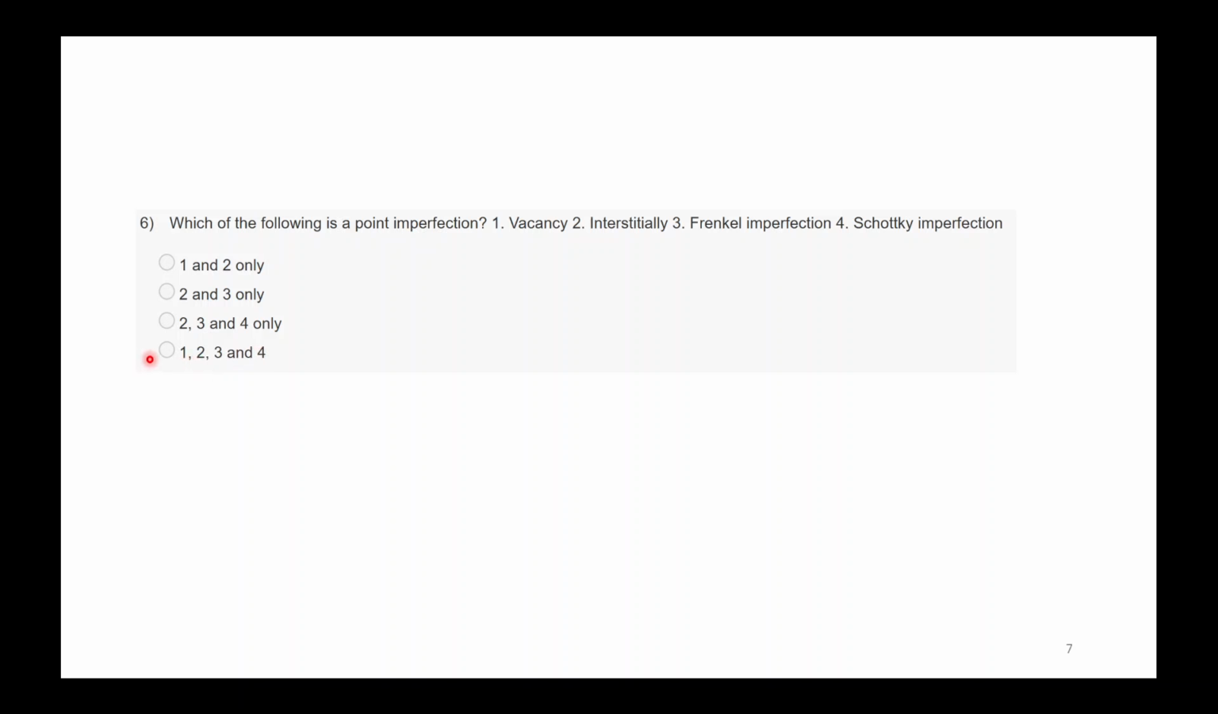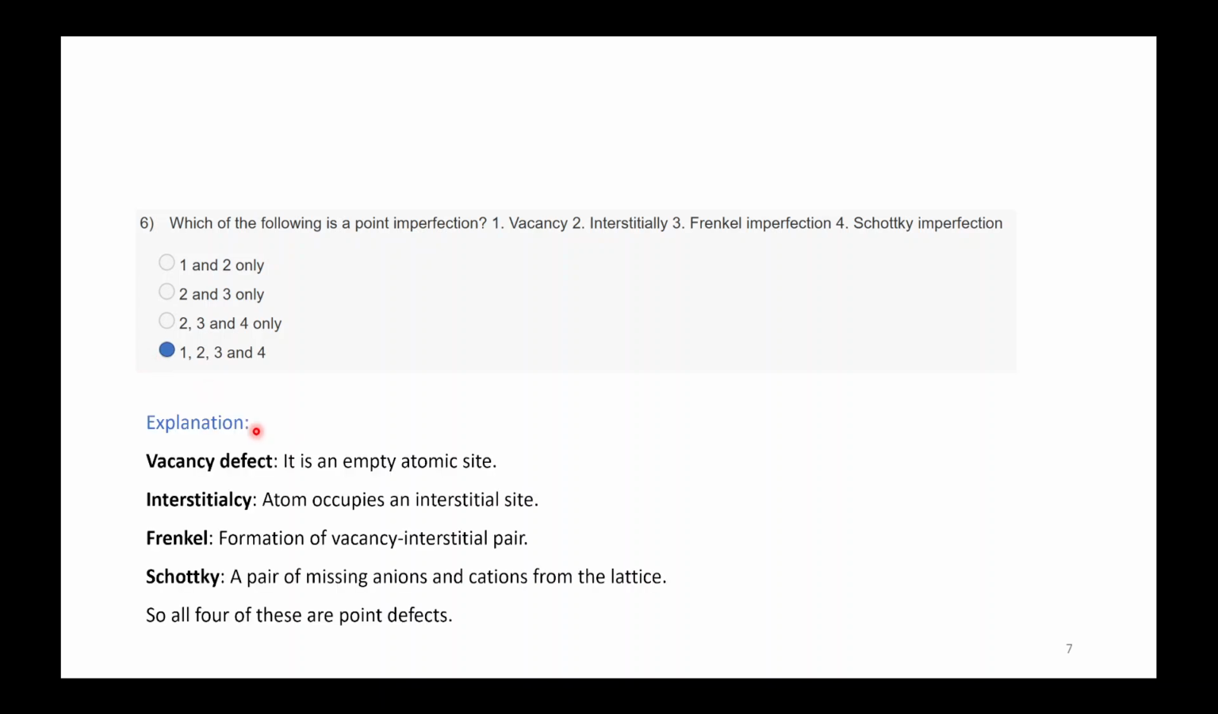So answer will be all 4, and these can be explained by saying that in case of vacancy, there will be an empty atomic site. So in a crystal structure, an atomic site will be empty, and in case of interstitial C, an atom will occupy an interstitial site. And in case of Frenkel defect, there will be formation of a vacancy interstitial pair.